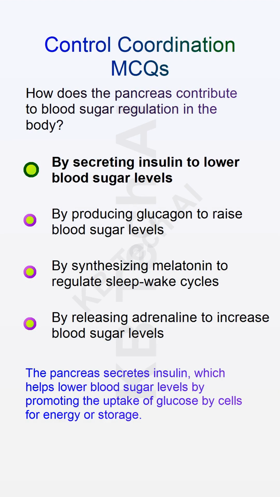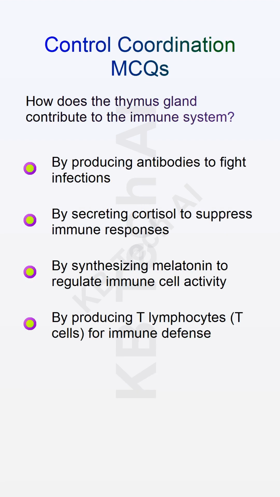The answer is Option 1. By secreting insulin to lower blood sugar levels. How does the thymus gland contribute to the immune system?